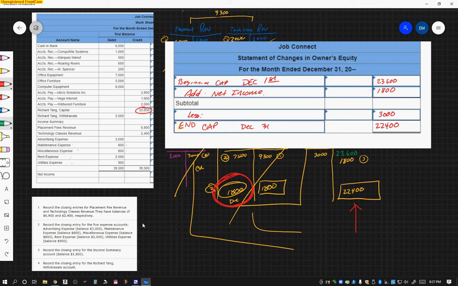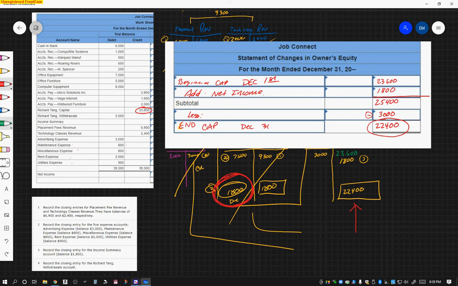So that's $1,800. The subtotal would be the balance of these two. There's a line there, it's hard to see. And that's going to be $25,400. Subtract from that the withdrawals, right? You're not going to put that in there because it won't let you anyway. That gives you an ending capital balance from December 31st of $22,400. That is going to be an important number when you go to do your post-closing trial balance.